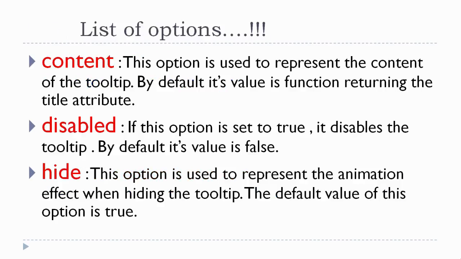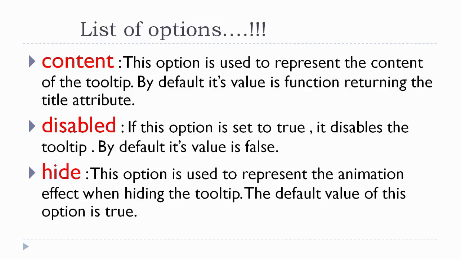Now here is the list of some options which we can use in the option method of the tooltip. First, content. This option is used to represent the content of the tooltip. By default its value is a function returning the title attribute. Content is basically whatever data a particular thing contains. Here it is the title which we input in the HTML part, and it will be the returned value for that content. Disabled. If this option is set to true, it disables the tooltip. By default its value is false.